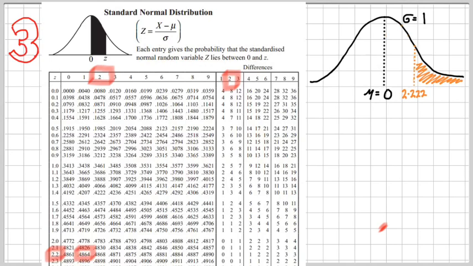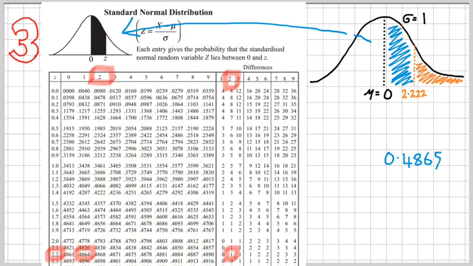Now I've got to consider, because the number is 2.222, I've got to look at the differences column as well, and there's an additional 1 I need to add onto there. So in terms of the probability, it's 0.4865. Now there's a little trick to this, because if you remember from case number 1, the number that we look up, 2.222, in our table actually gives us this part in the blue here. What we want is this part in the orange. So what we need to realize is that half of the sketch adds to 0.5 or 50%.